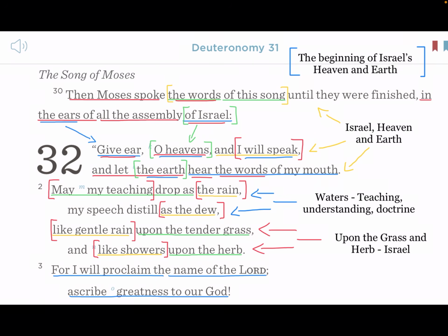So we can see this language being established in the covenant of Israel that was established in the Genesis 1 covenant template. We get Israel being referred to as heaven and earth. We get from that the tender grass and the herb receiving the waters of God.